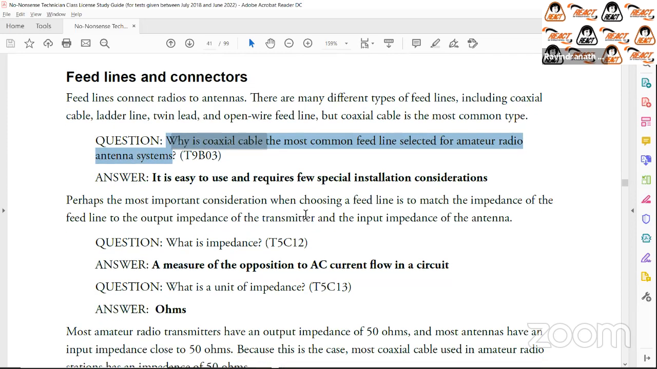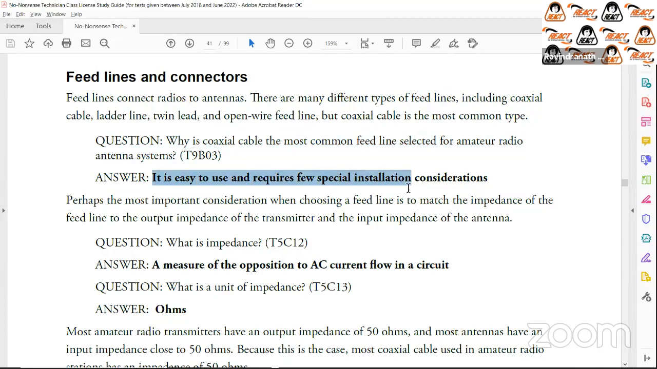Question in the question pool. Why is coaxial cable the most common feed line selected for amateur radio antenna systems? The answer to the question is that coaxial cable is easy to use, and it requires few special installation considerations. All of that is to say, it's easy to use.